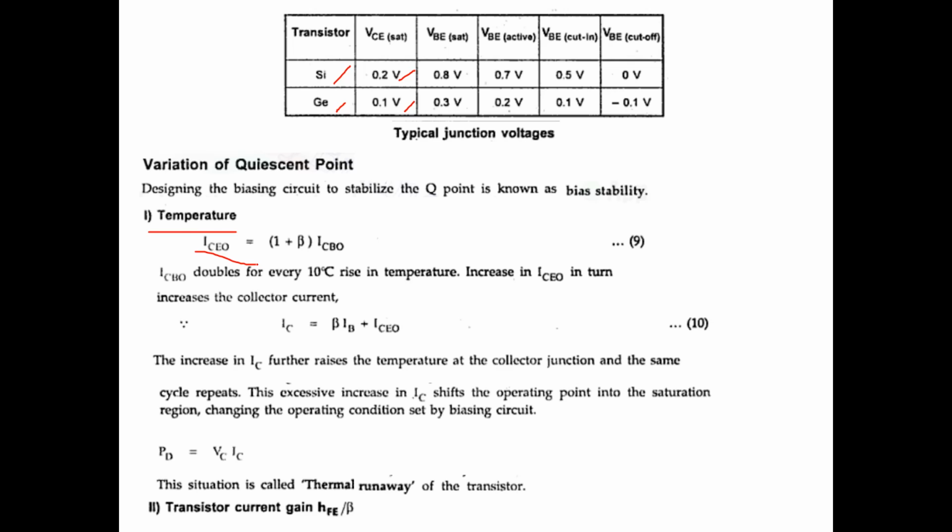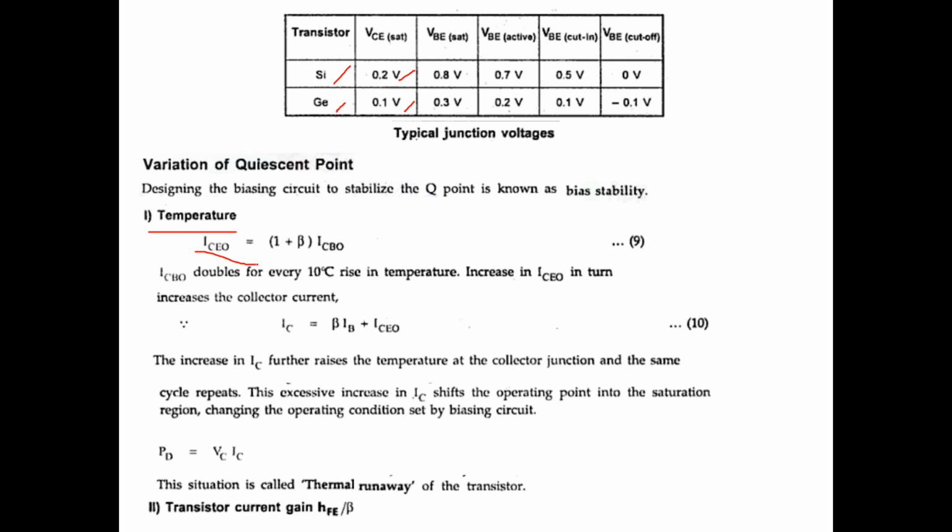ICBO doubles for every 10 degrees Celsius rise in temperature. An increase in ICEO in turn increases the collector current. Here ICEO defines the collector current. ICBO doubles for every 10 degrees Celsius, which in turn decides ICEO, and ICEO in turn decides IC. So IC is going to vary.